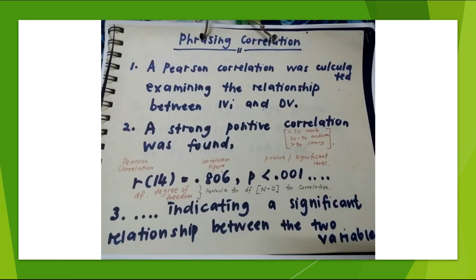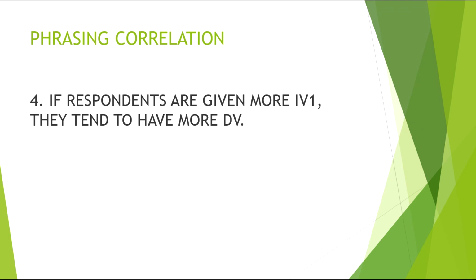You will get your degree of freedom, equals your correlation figure, which is going to be 0.806, comma, p less than 0.01, indicating a significant relationship between the two variables. Why significant? Because this figure is significant, as it is less than 0.05. Then you continue with the last sentence: if respondents are given more IV1, they tend to have more DV. So you have to name what your IV1 is and what your DV is. That's how you phrase correlation.